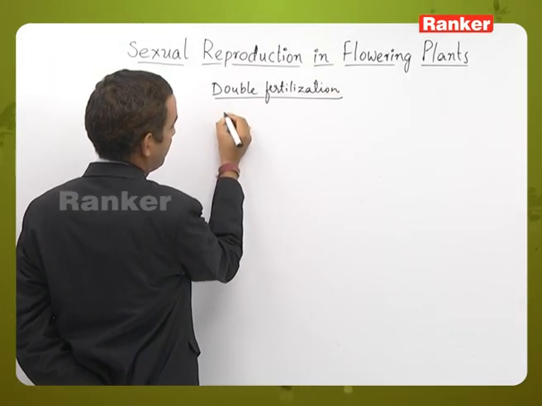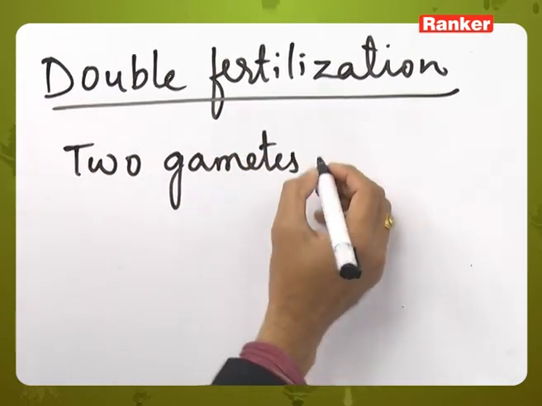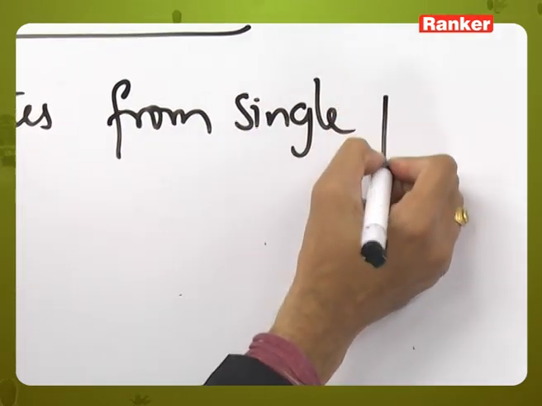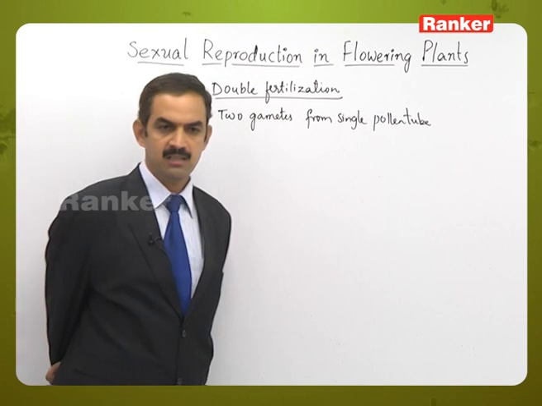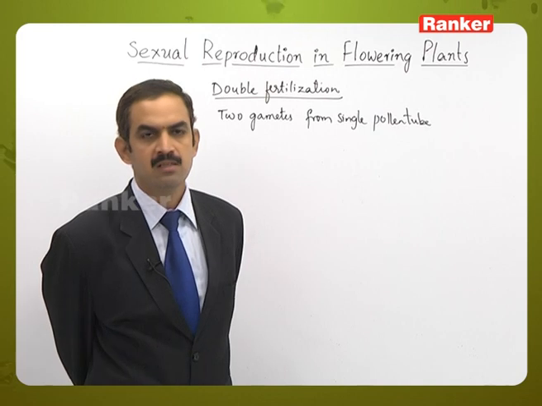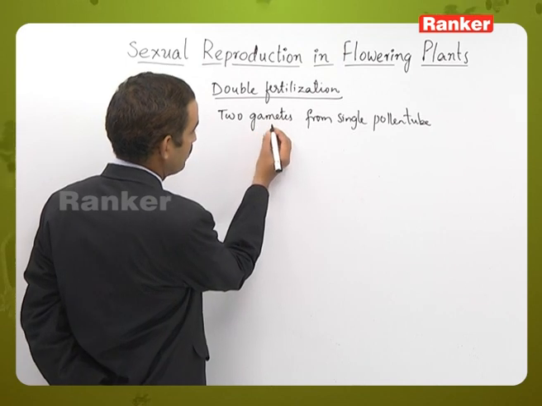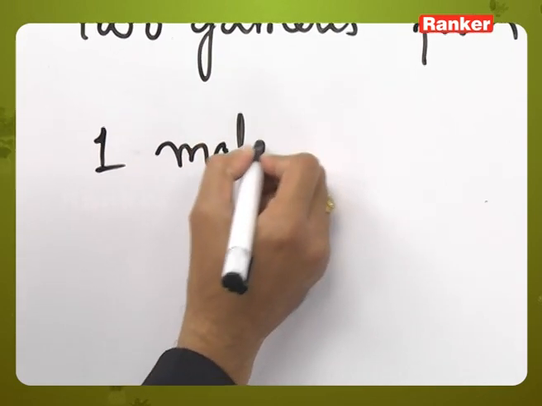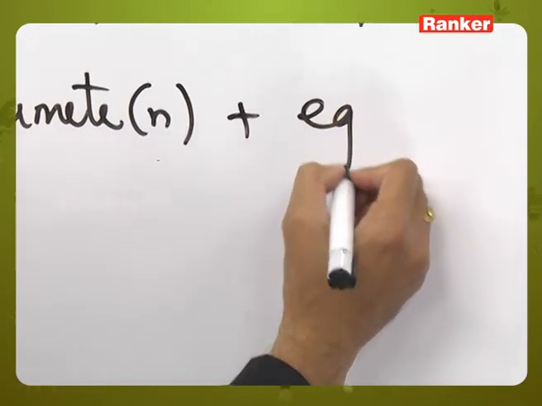Double fertilization is brought about by the two male gametes from a single pollen grain or single pollen tube. It is not by different pollen tubes or different pollen grains, but the two male gametes which have been brought by the single pollen tube will be participating in the double fertilization process. Out of these two male gametes, one male gamete will fuse with the egg cell, which is haploid.